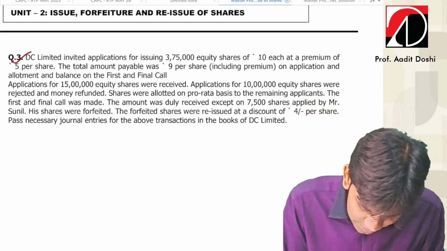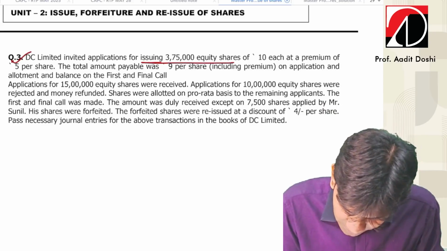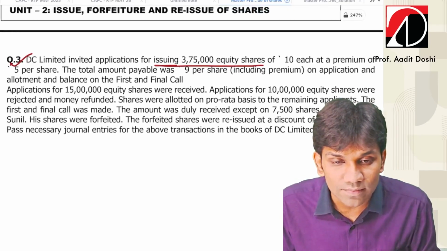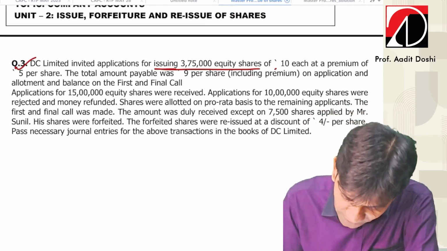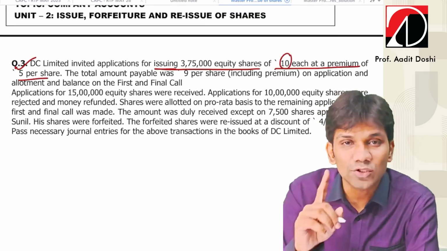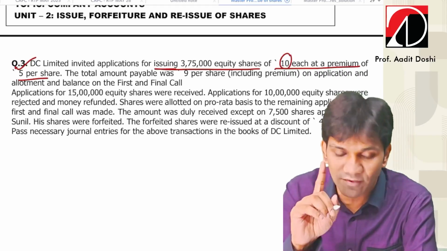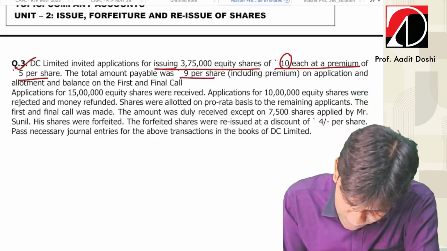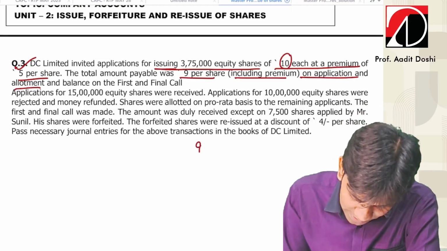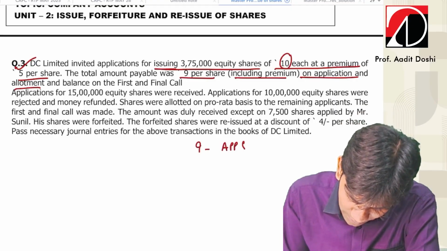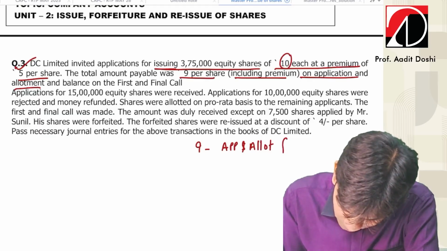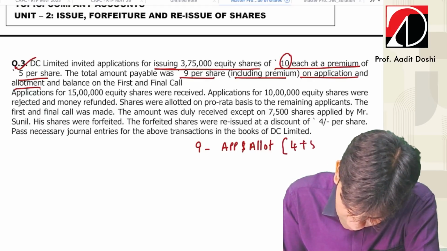Let's start. DC Limited invited application for issuing 3,75,000 equity shares. कितने शेयर इशू कर रहा है? 3,75,000 of 10 each at a premium of 5%. So issued at premium. 10 is the face value and issued at a premium of 5%, or issued at 15. Total amount payable was 9 per share, including premium on application and allotment. So story is like this: 9 on application and allotment, and this includes premium. So this will be 4 plus 5.